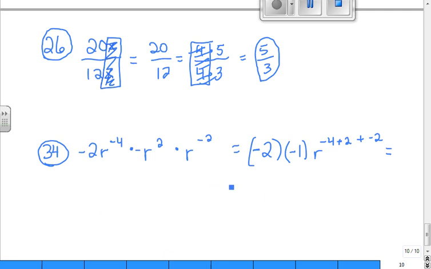Okay, -2 times -1 is +2. Then we have r to the -4 plus 2, which is -2. And -2 plus -2 is -4. We know that when we have a negative exponent, if we move it to the other side of the fraction, it becomes a positive exponent. So this becomes 2 over r to the 4th.